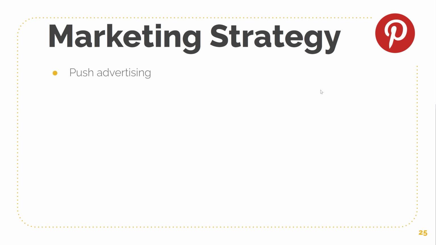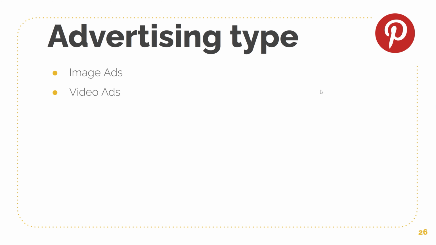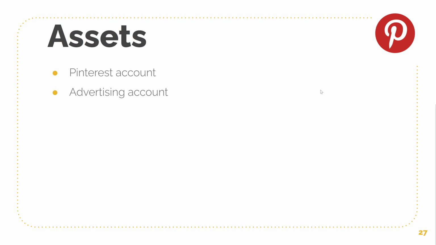Marketing strategy is still push advertising. It's still good for brand awareness and testing out different advertising offers. As for advertising type, the most popular advertising type on the platform is definitely an image, and there are some video ads as well. As for the platform itself, you don't really have any tools that can help you create those advertising types. You need to come prepared to the platform. As for assets, you need to have your Pinterest account, and you can create your advertising account within minutes.